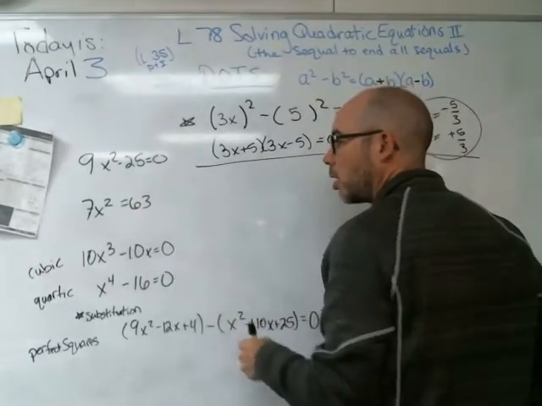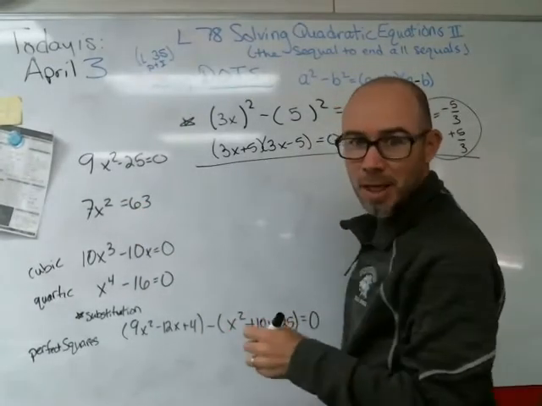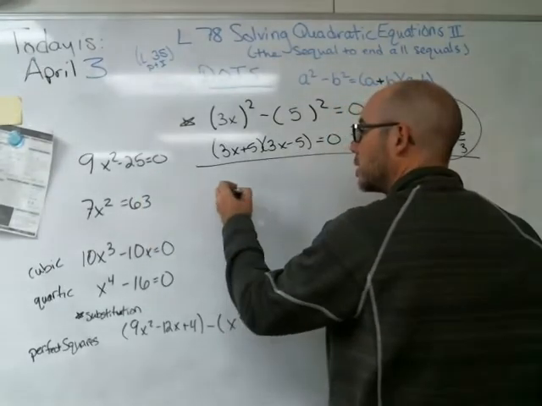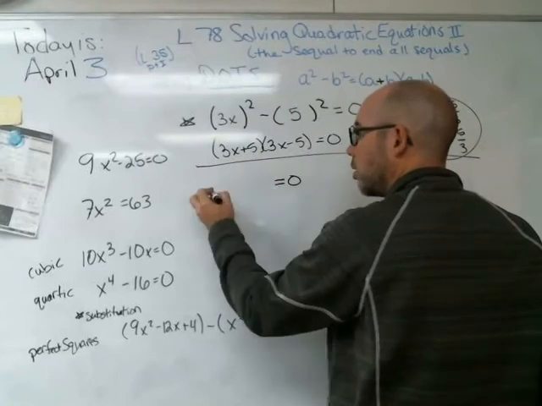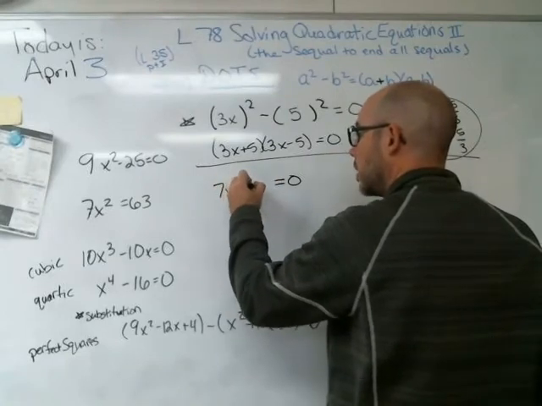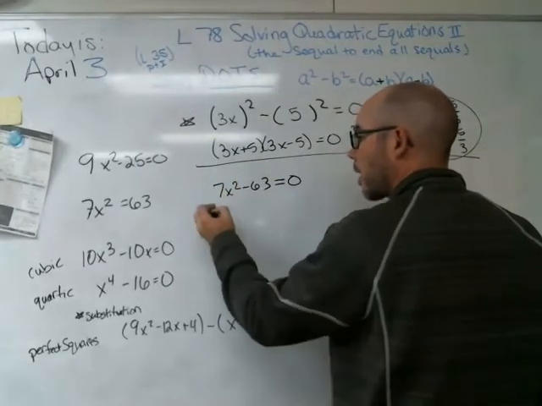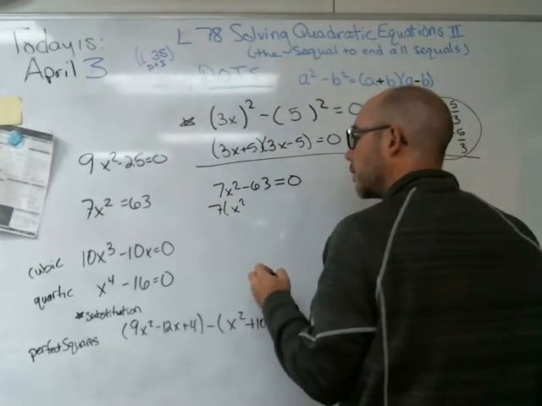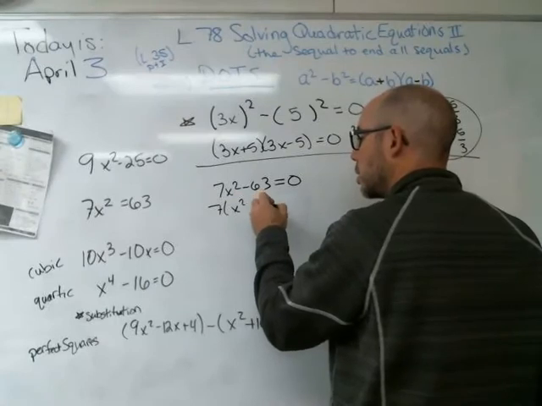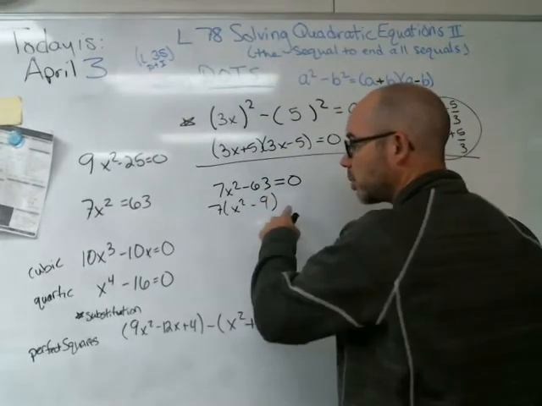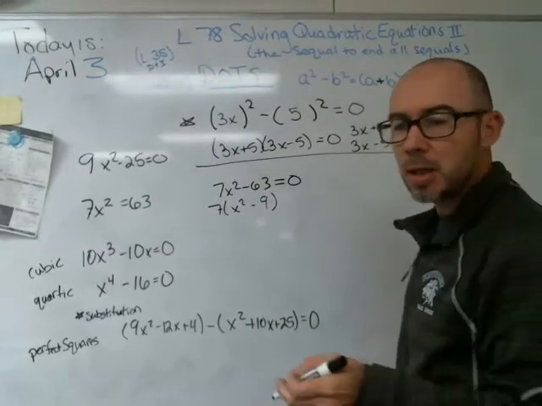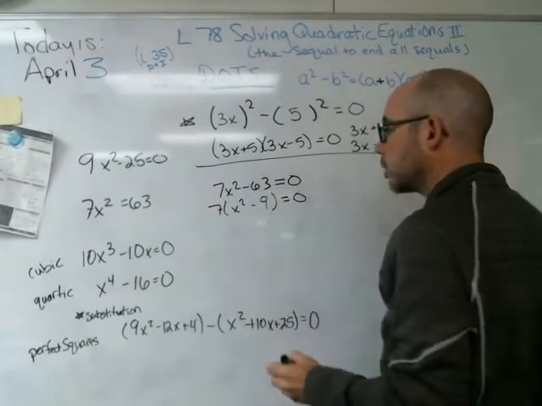Now we get to a little bit harder one. We're like, wait, 7 is not a perfect square. That's okay. If we rearrange this to make it equal 0, we have 7x squared minus 63. And we see that 7 is a factor of both 7x squared and 63. So that's what's left, right? And we can discount that 7 because 7 will never equal 0.